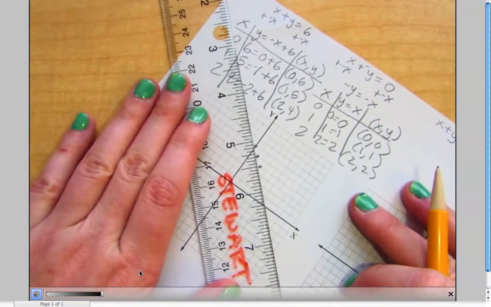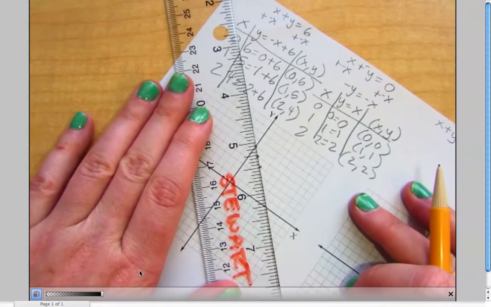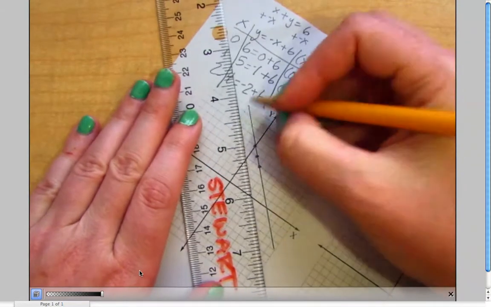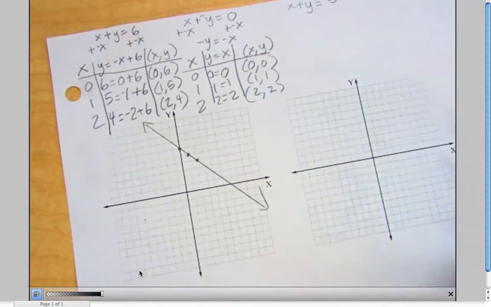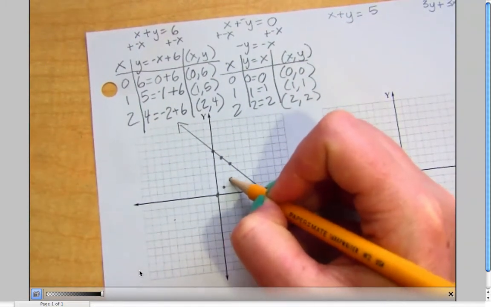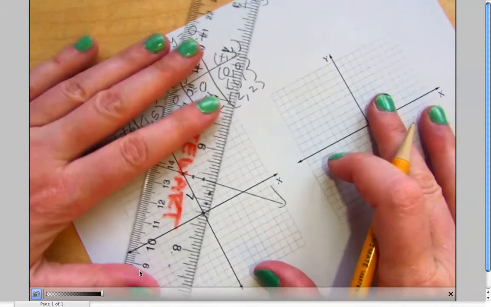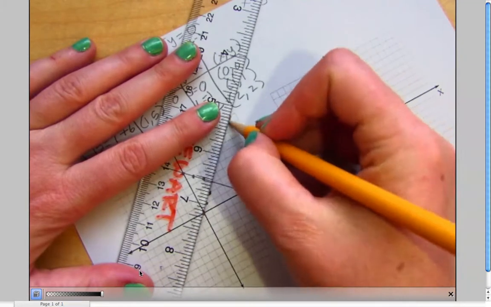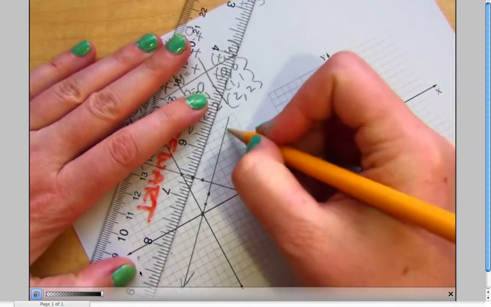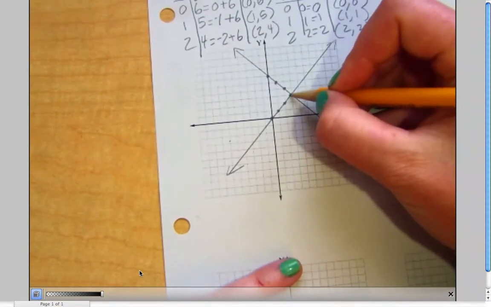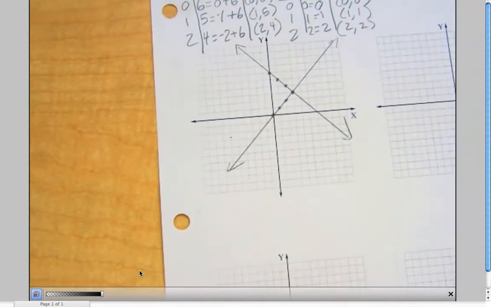On these, it's even more important that your line is as straight as you can make it through all these points, because that's going to help you find the point that the two of them share. Graph the other one, 0, 0, 1, 1, 2, 2. You can start seeing a pattern of where it probably is going to meet. Since I'm doing this by hand it's hard to get exactly, but it seems pretty clear that they're meeting right there, which appears to be 3, 3.